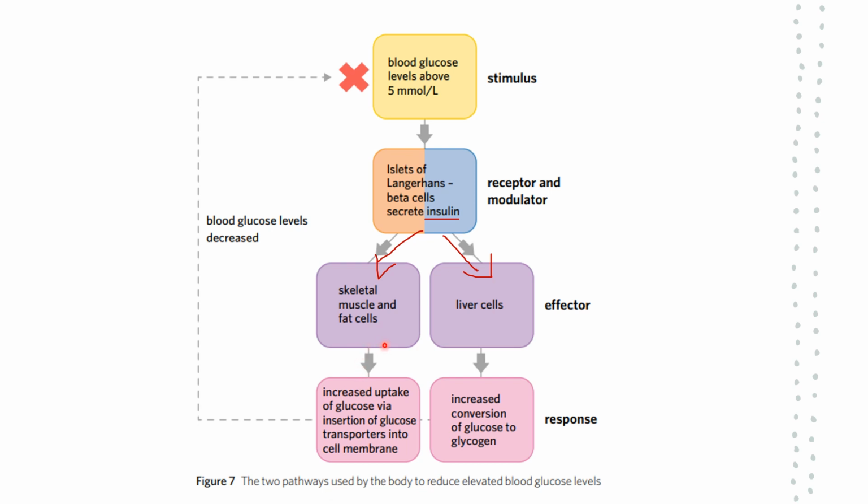For the skeletal muscle and fat cells, we've got an increase in uptake of glucose by inserting more glucose transporters into the cell membrane. So essentially, cells are going to take in more glucose. This is going to reduce the amount of glucose in the blood, therefore counteracting this stimulus. The other effector is the liver cells. Insulin is going to act on the liver cells, and this is going to increase the amount of glucose converted into glycogen, which is then stored in the liver. Therefore, reducing the amount of glucose in the blood, counteracting that stimulus.